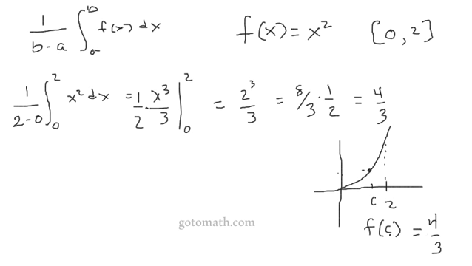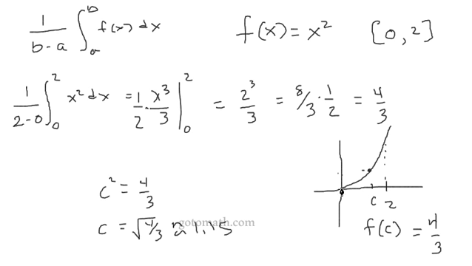And of course, to find this c, all we need to do is take c and plug it into the function up here and solve for c in this problem right here, which we'd square root both sides and get that, which is approximately 1.15, just an approximation.